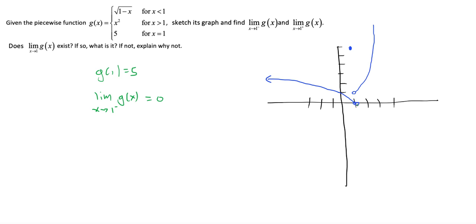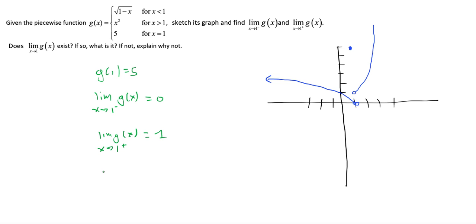Now, once again, remember, this is not the function value. We are asking for the limit. What about the limit of g of x as x approaches 1 from the positive side, from the right side? Here's 1. From the right side, my y values are getting closer and closer to 1.